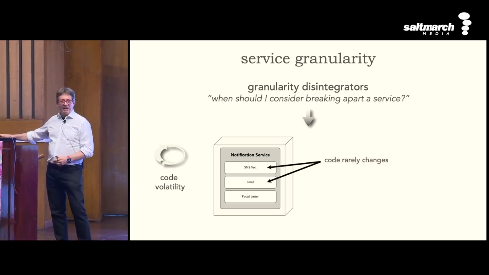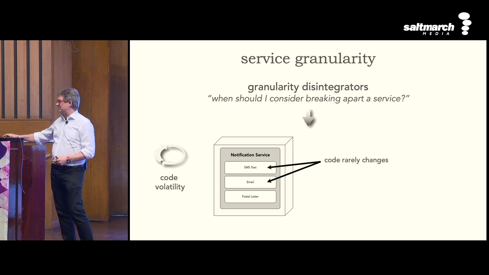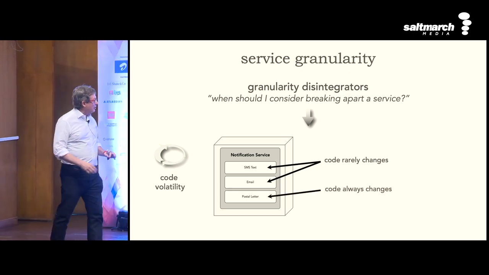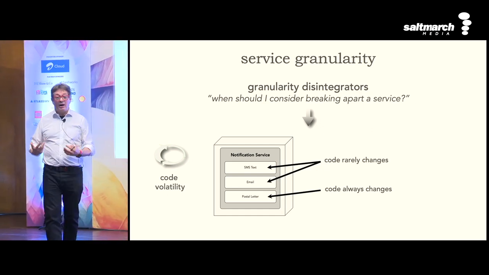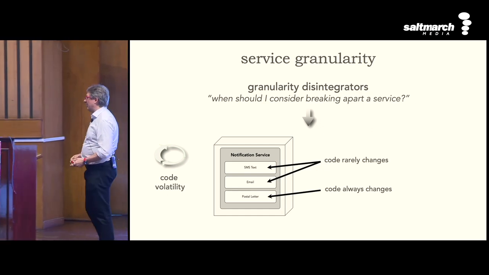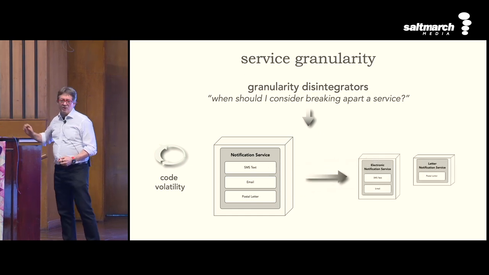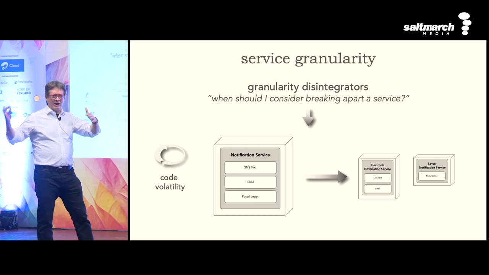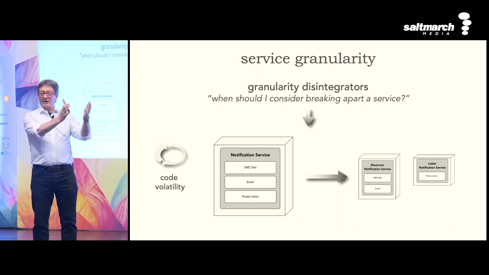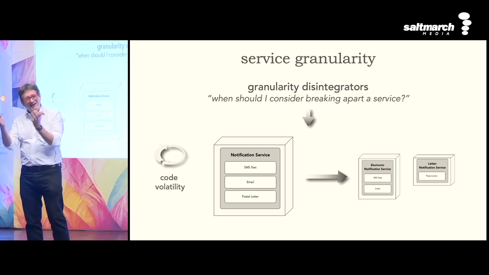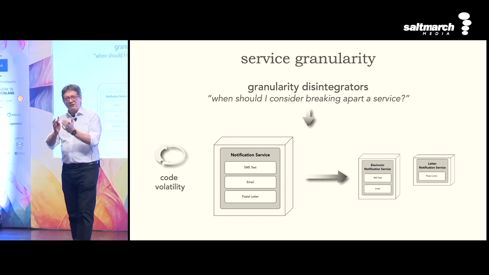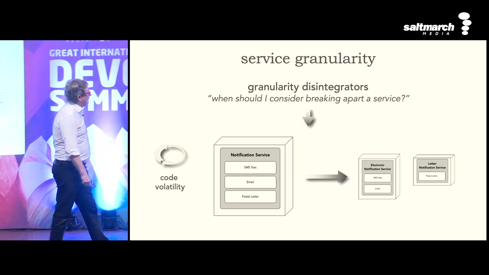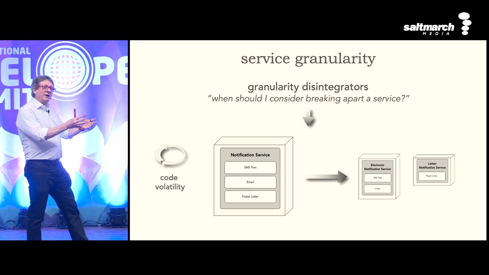And it turns out that the code almost never changes in SMS and email. But because of legal reasons or because of our marketing department, code changes a lot in the postal letter part of my architecture. So that would encourage me to break these down into electronic notification service and letter notification service. Now, my electronic part doesn't change very much, and I can isolate that level of change in the letter notification service.